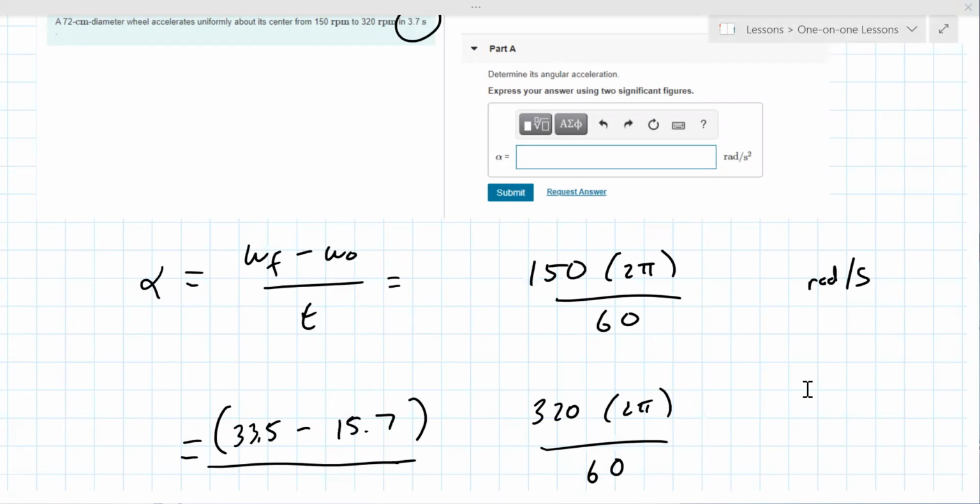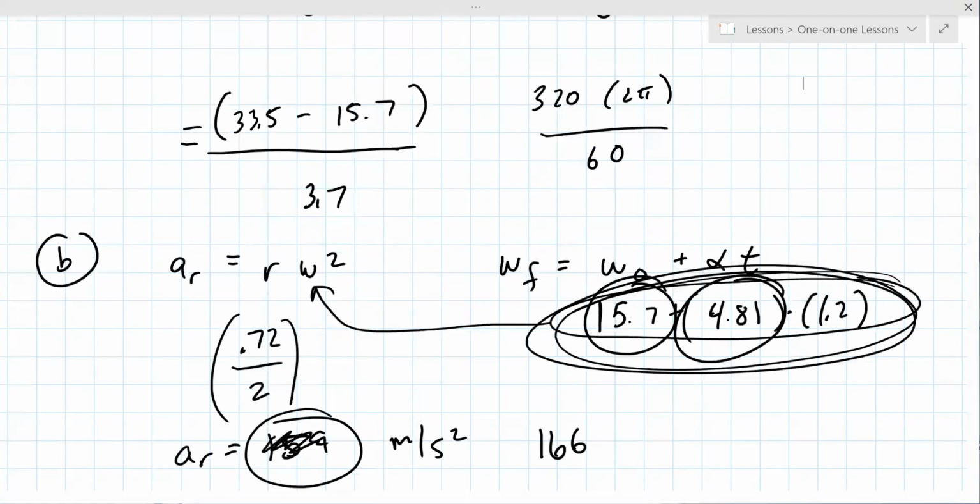All right. Now for this one, this new W that you need is the omega initial plus the alpha value times 1.2. So we get 21.48 and so on. So we take 0.36 times that W squared, and the answer is 166.12. It said two significant figures, because that could be 170. 170 is correct.